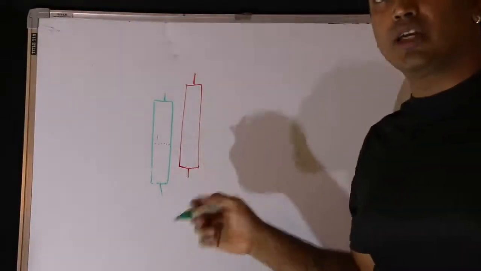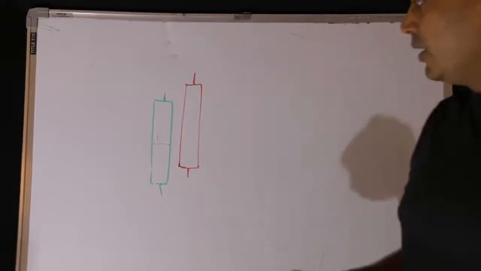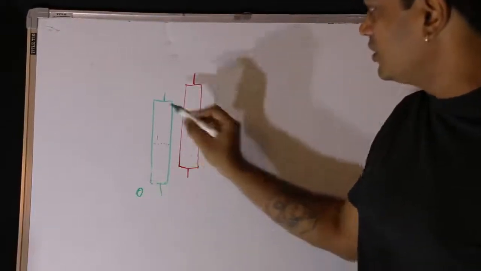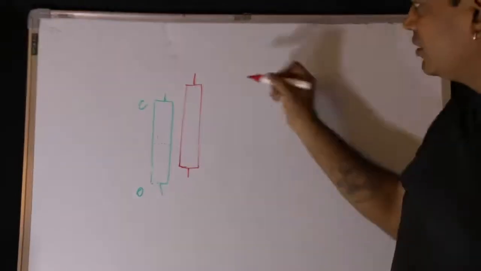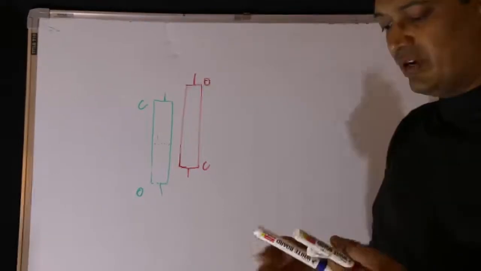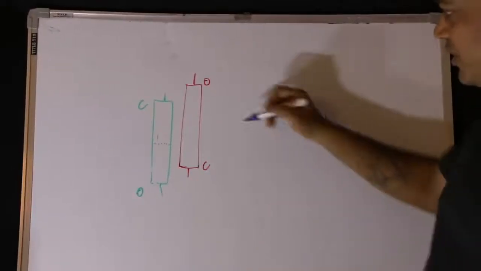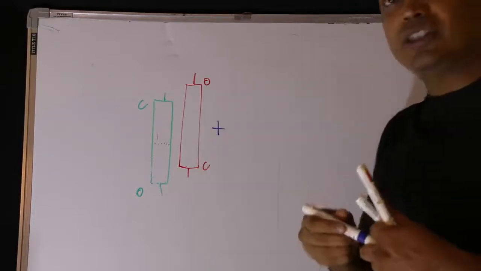I'm going to keep the focus on the green candle and the red candle right at the top. This is the opening price and this is the closing price of this green candle. On the other hand, this is the opening price and this is the closing price of this red candle. So when we are doing an addition of candles, what we are really doing is marking down the addition of these two candles.